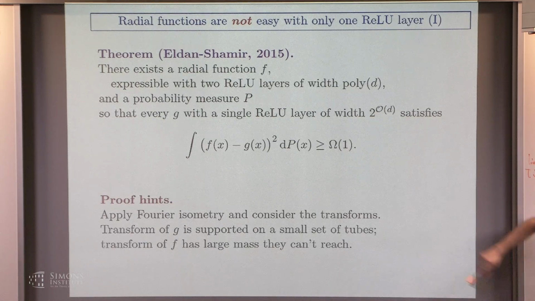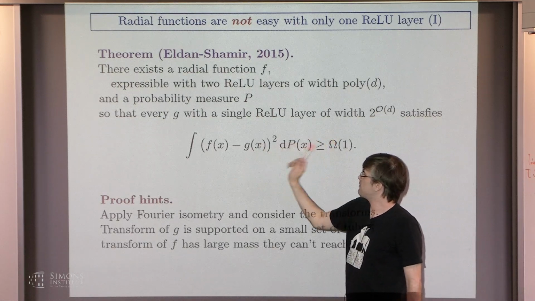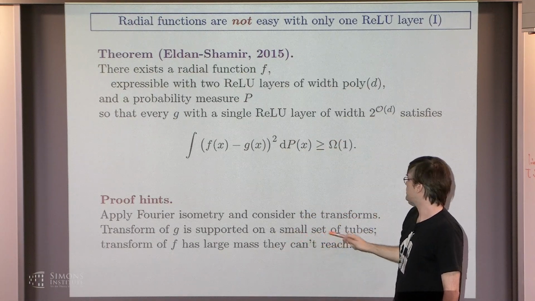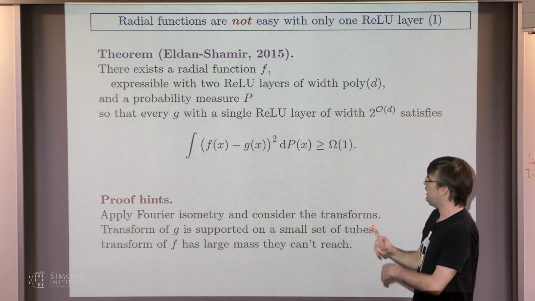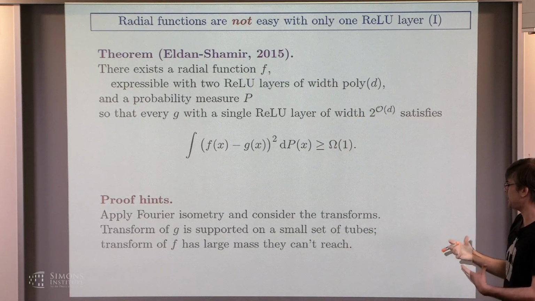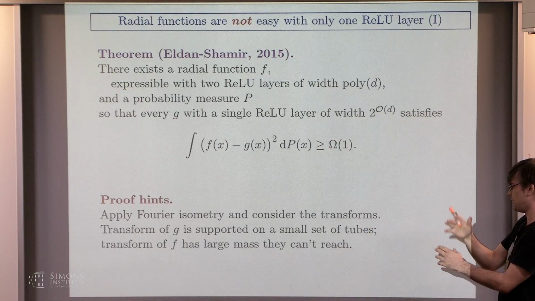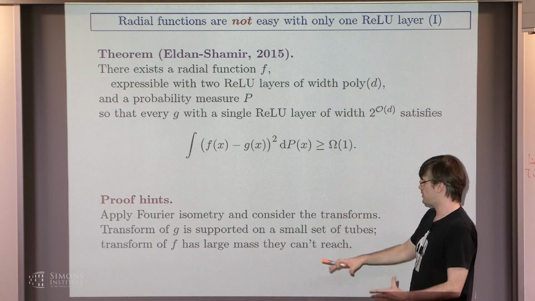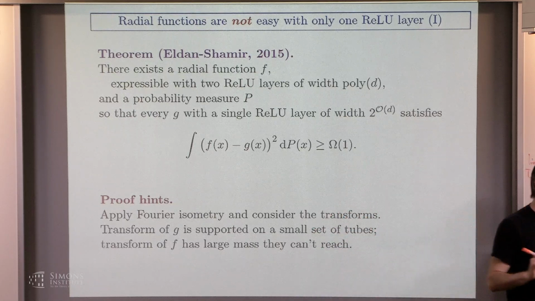The proof says this is an L2 norm. I can just Fourier transform everything inside of it, and everything stays the same. And then if I look at the Fourier transforms, the two-layer thing, or the one-layer thing, I know exactly what that ReLU transform is. It's all these little tubes. And the other guy is huge. The tubes can't cover it. I'm not going to say more about it.